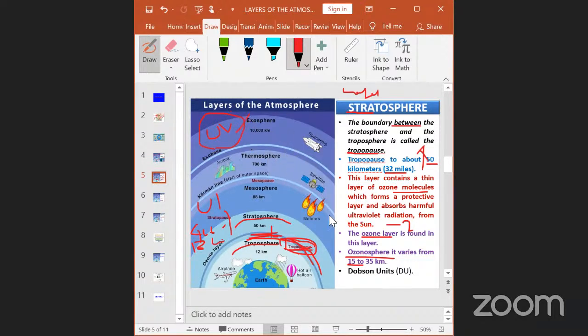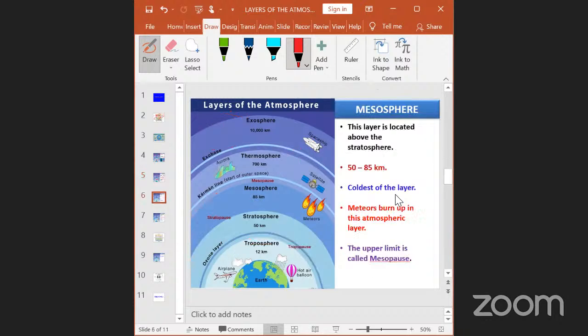The thickness of the ozone in a column of air from the ground to the top of the atmosphere is measured in terms of DU. DU means Dobson unit. So this is the stratosphere.